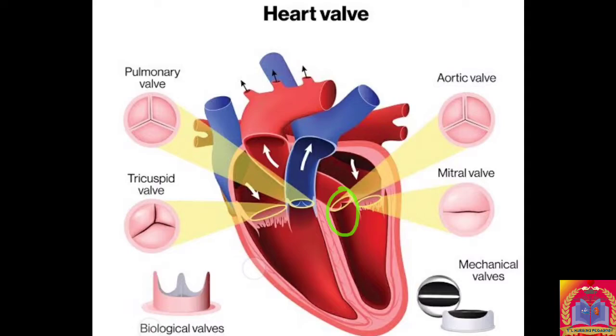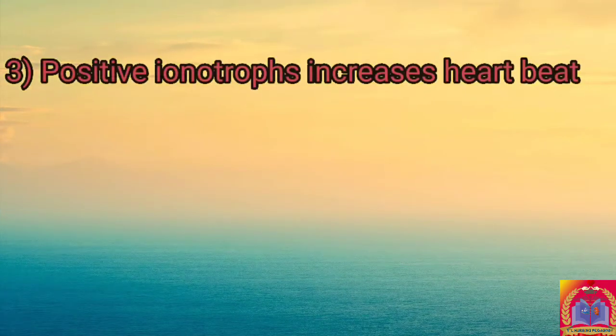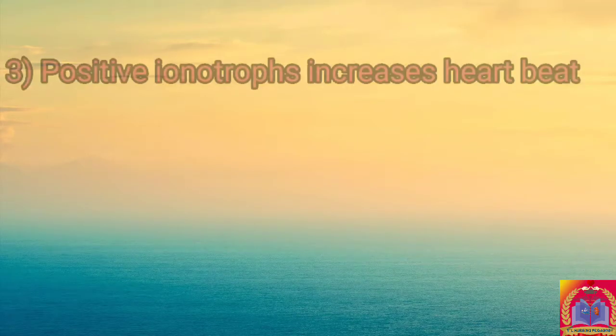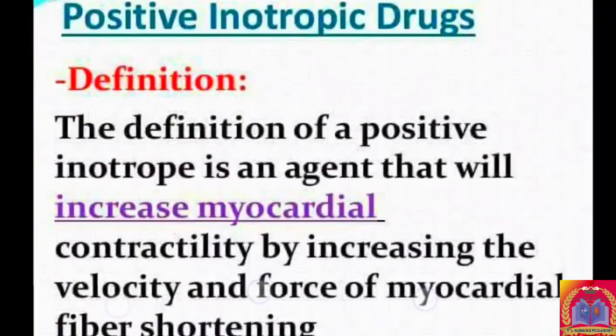So friends, prepare some notes on how the heart valves work. It will help you get a better understanding of the heart valves and the chambers. So move on to the next point, that is, positive inotropes increase heartbeat. The definition of positive inotropes is an agent which will increase myocardial contractility by increasing the velocity and force of myocardial fiber shortening.